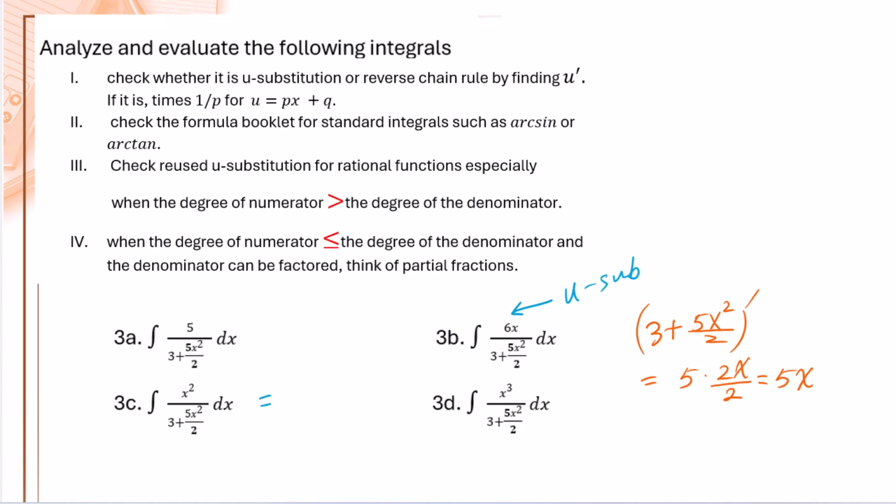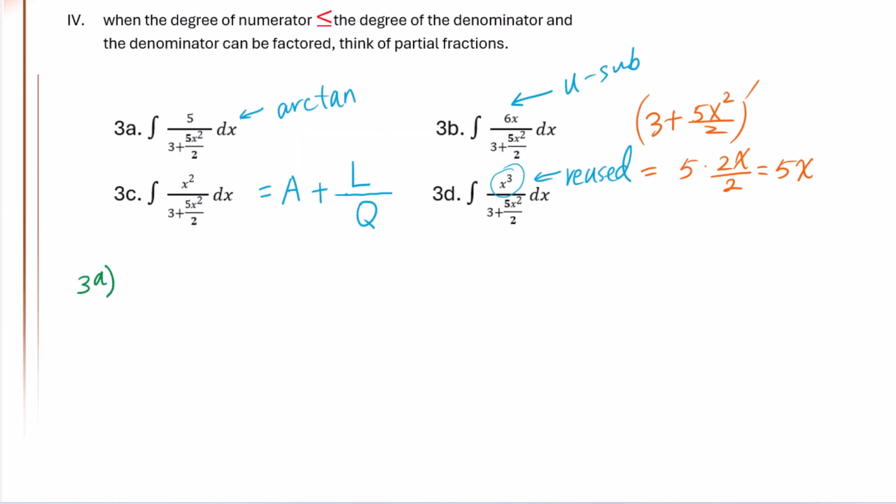For 3c, quadratic over quadratic, we can get a constant number a plus linear over quadratic. For 3d, x to the third power over x squared, consider u substitution. This way, you can check. Booklet: arctangent, 3a.